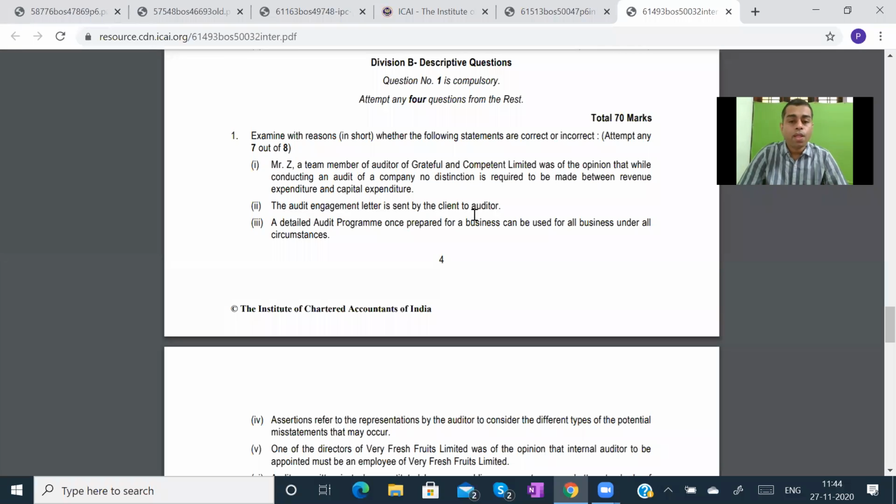The audit engagement letter is sent by the client to the auditor. Super. Correct or incorrect? Incorrect. Someone is saying correct or wrong. The audit engagement letter is sent by the auditor to the client. The auditor will send the letter to the client. The client will not give it. This is not an employment appointment letter. If I'm an employee, you will give the appointment letter to me. If you appoint me to be your auditor, I will give the engagement letter to you. The auditor will give the engagement letter.